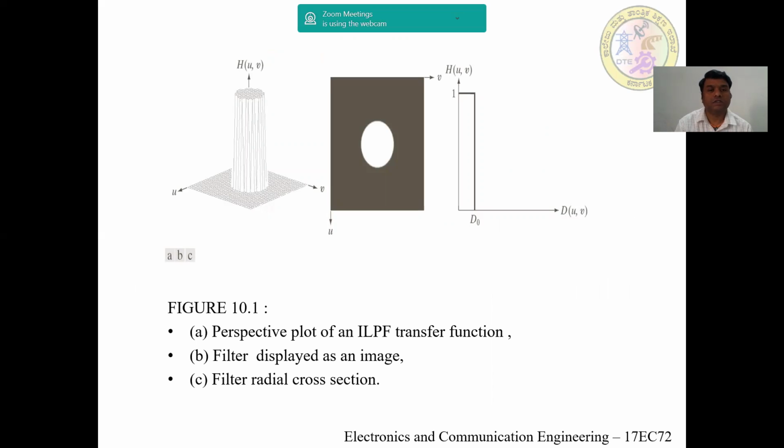So here you can see the perspective plot of an ideal low-pass filter transfer function. In figure A, figure B is the filter displayed as an image. Figure C is the filter radial cross section.